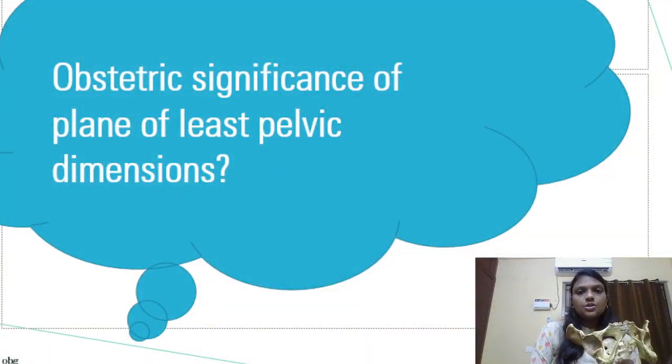Then the forward curve of the sacrum begins in the mid-pelvis. These are the obstetric significances of the mid-pelvis. The first, this is the narrowest part of the pelvis; the origin of the levator ani muscle; then the pudendal nerve block during labor analgesia; the forward bend of the sacrum begins here; and the level of the ischial spine indicates station 0 in the pelvis.